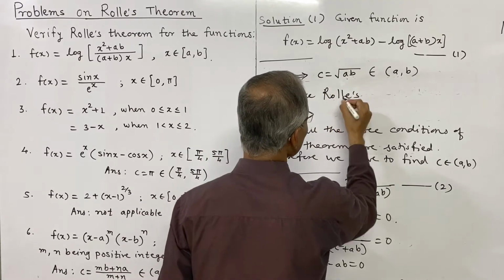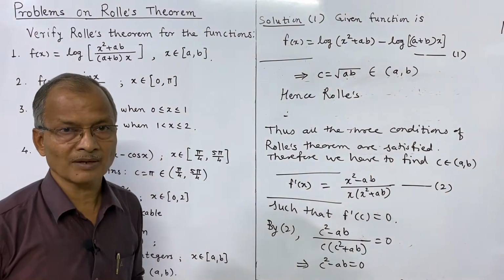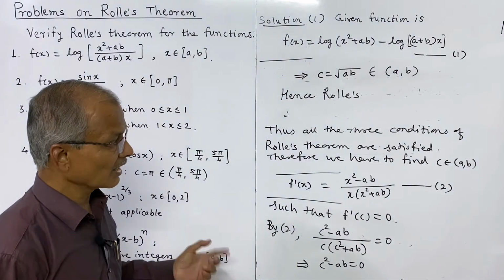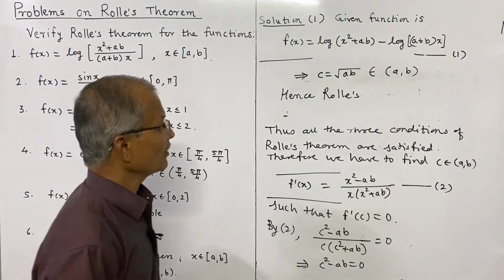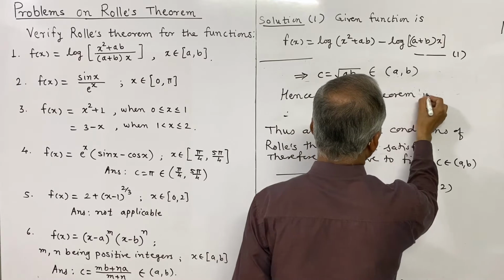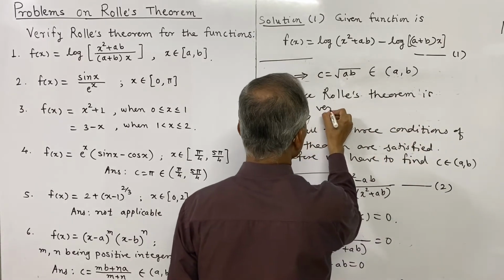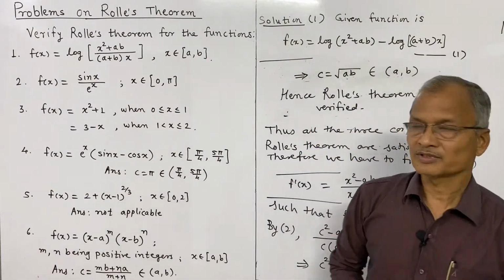So in this way we have to verify the theorem. First check the three conditions of Rolle's theorem, and then find the value of c and show that that value is in the open interval (a, b). Theorem is verified. So this is the procedure to verify Rolle's theorem.